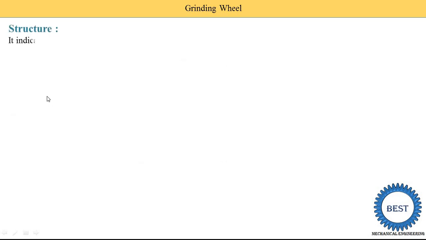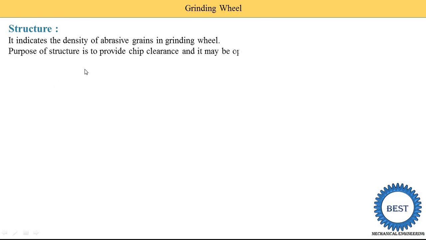And the next one is the structure. It indicates the density of abrasive grains in a grinding wheel. So the purpose of the structure is to provide chip clearance, and it may be open or dense as shown below. Means structure is generally of two types, open and dense. Dense means it is close. In open structure, abrasive particles are away from each other. In a dense structure, abrasive particles are near to each other.